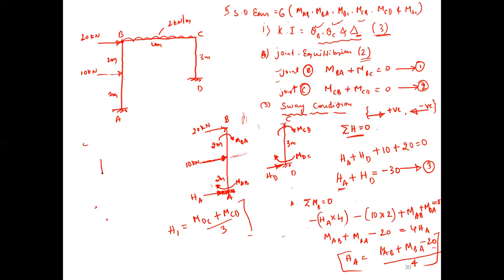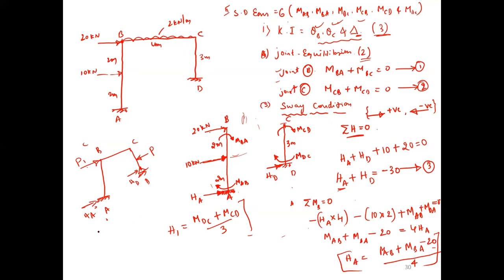Now tell me, I have given a frame like this, with a hinge like this. I have given a load P here, and P1 here. A, B, C, D. Here also A will develop HA. What is the value of HA and what is the value of HD for this given problem?